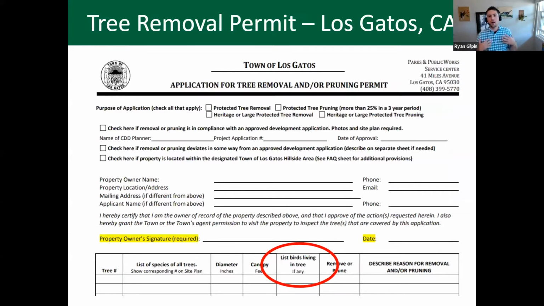A couple of ways that I run into these bird laws is on tree removal permits. My company sees tree removal permits pretty regularly. The city of Los Gatos has a column that says to please list any birds living in the tree that you're looking to prune or remove. This is the city's attempt to help us follow state and federal laws, by putting these policies in place and checking in during the permitting process.